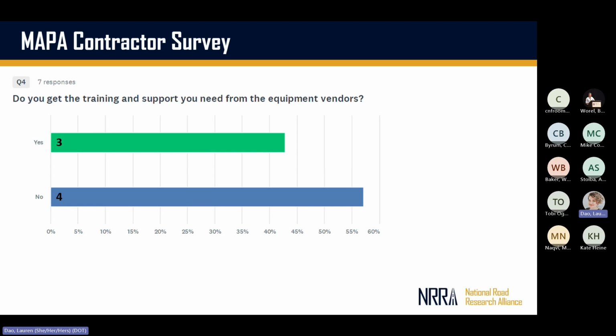Do you get the training and support you need from the vendors? It was kind of yes or no. And I'm guessing that probably depends on what you're talking about. If it's IC or thermal, there may be different pieces to this. We could have had more follow-up questions, but essentially yes or no.